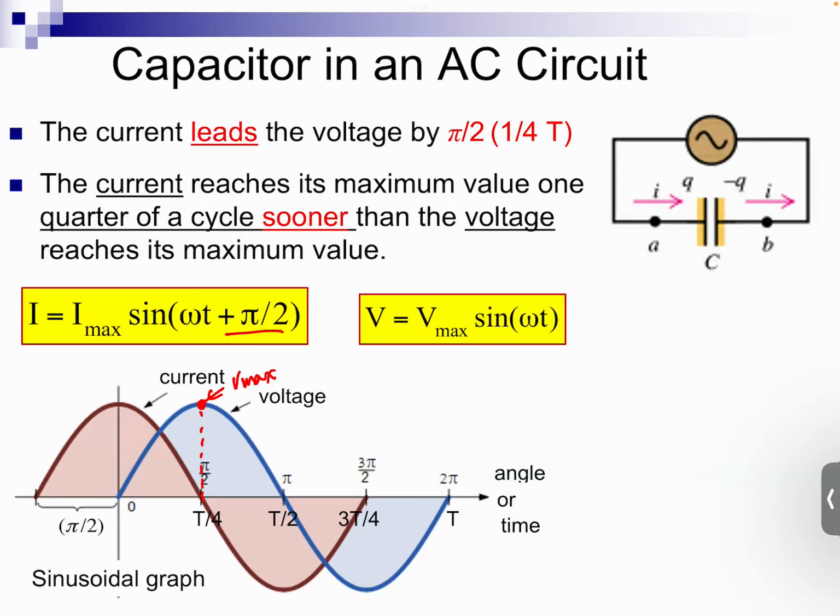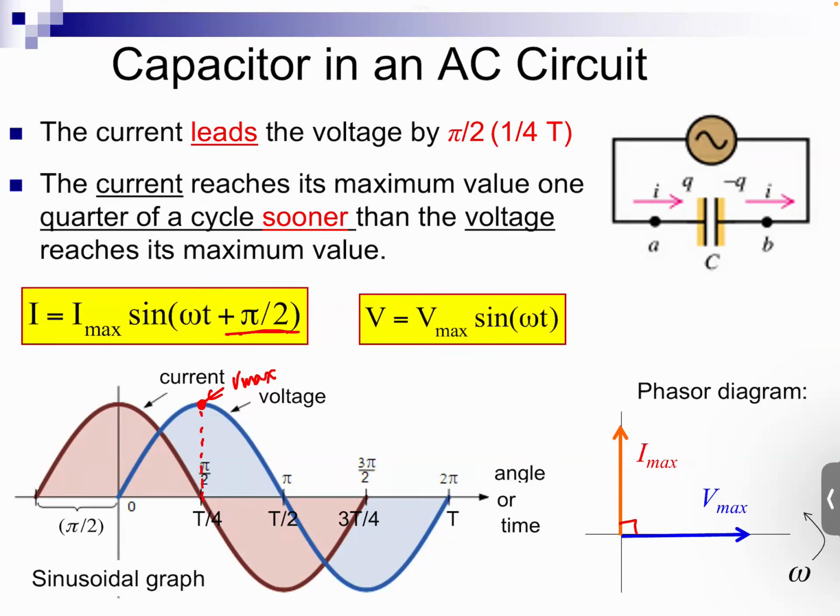So if we draw this sinusoidal graph using a phasor diagram, the current reaches maximum first. So you can draw the current first, and then your voltage comes before the current. Right, and the phase difference is pi over 2 or 90 degrees. So these two vectors should be perpendicular.